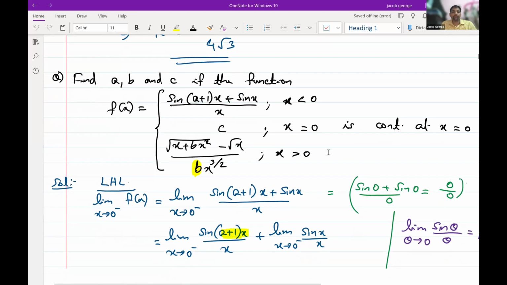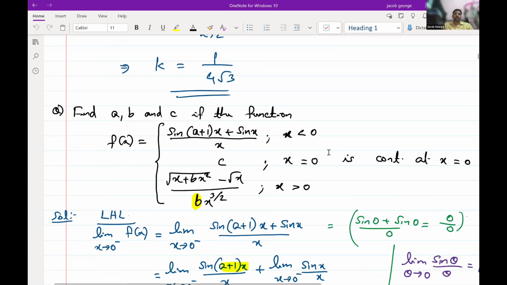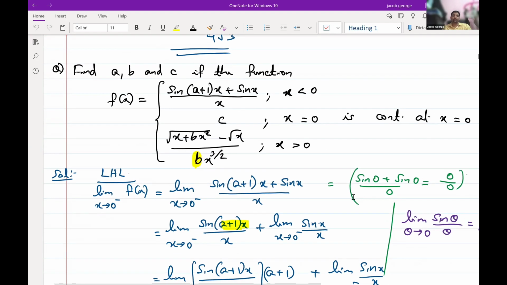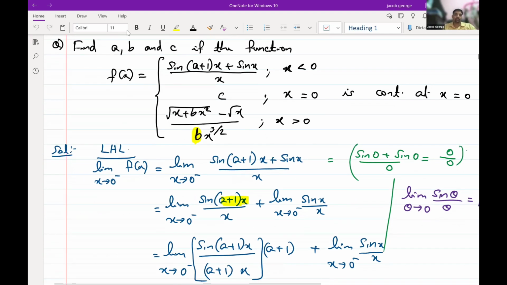Next, this one. This is a clear split function. X less than 0, that means on the left of 0, the first expression equal to 0. Then on the right of 0, the third expression. So here we have to use that second definition. Second definition: we have to find the left-hand limit, then the right-hand limit, then we equate it to f of 0.